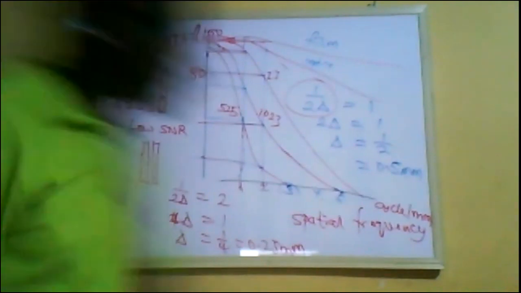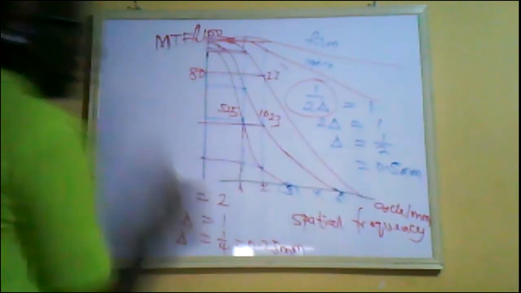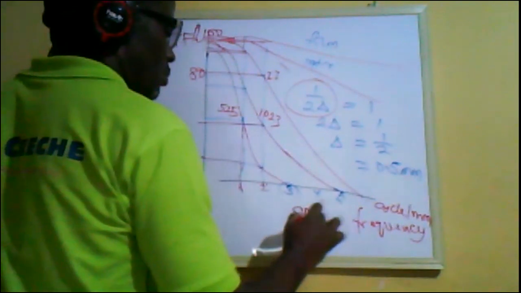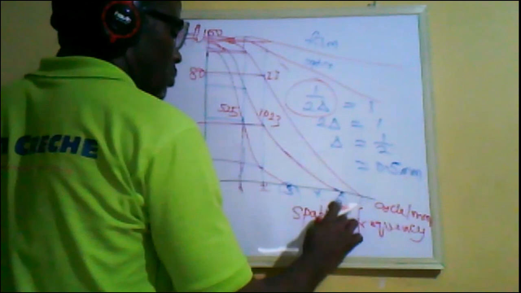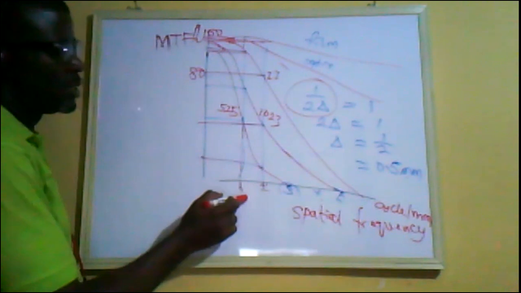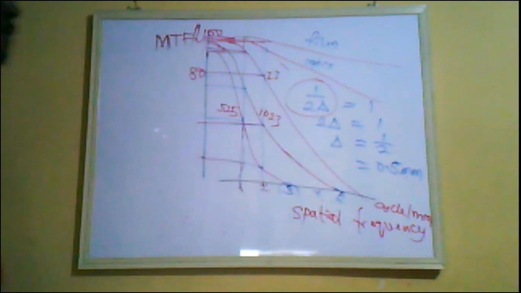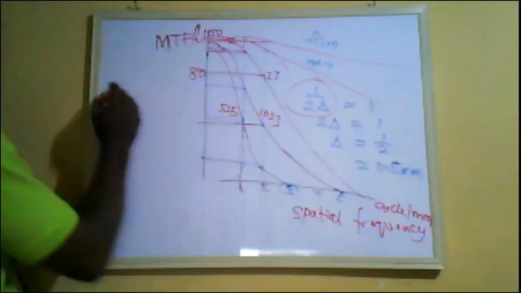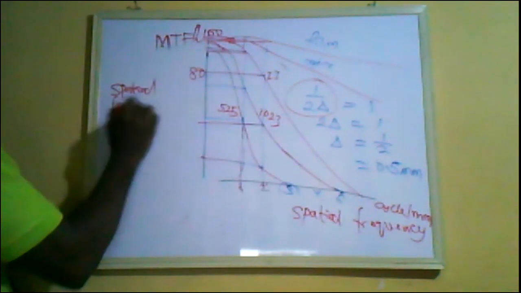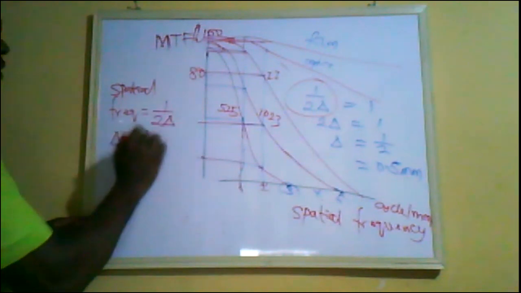I started with this. I said, for example, I want to look at this one cycle per millimeter. Spatial frequency is 1 over 2 delta, where delta is the object size.